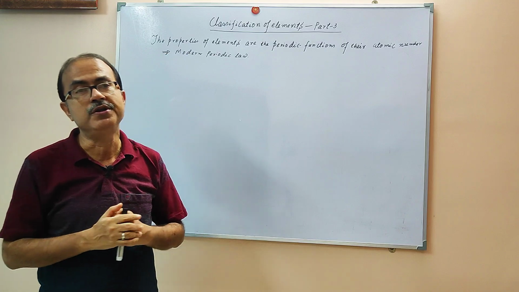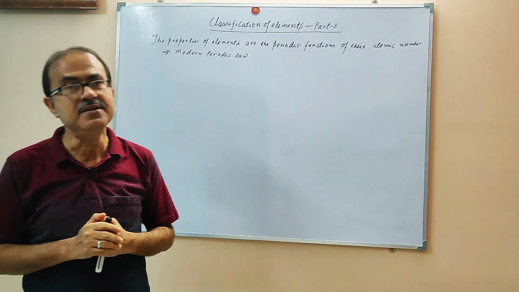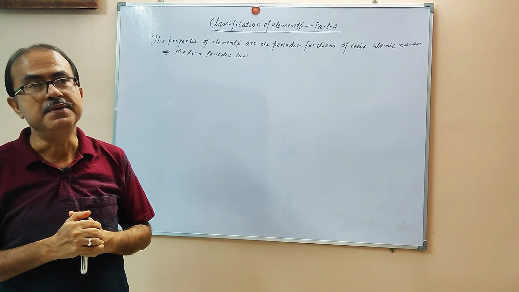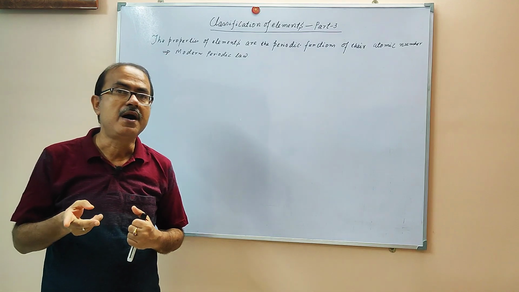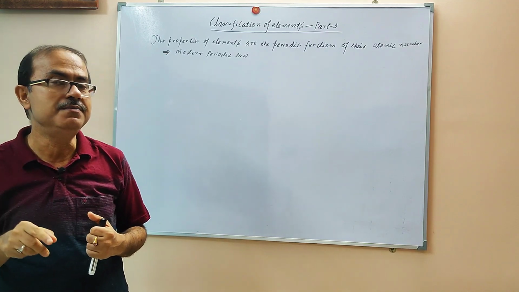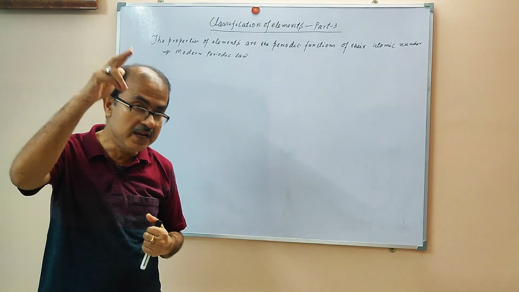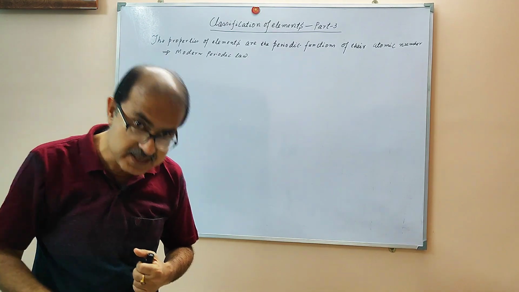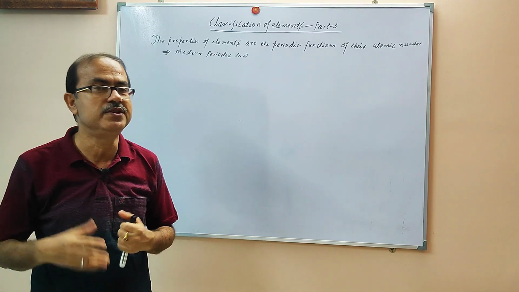In the long form periodic table, you can observe there are basically 18 groups and 7 periods. The 18 groups basically deal with the grouping of elements having similar properties, and you can see the elements having similar electronic configuration have been placed in a group, and you can say it is a family.